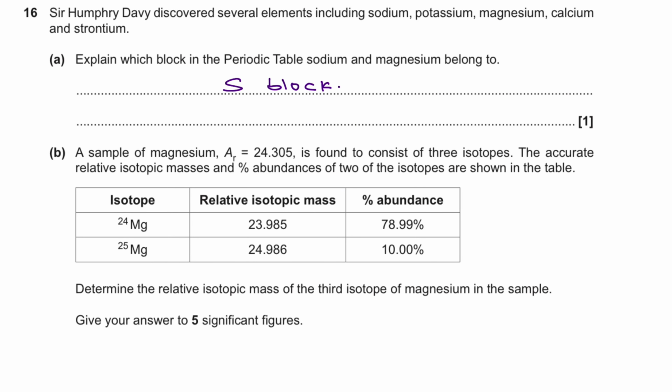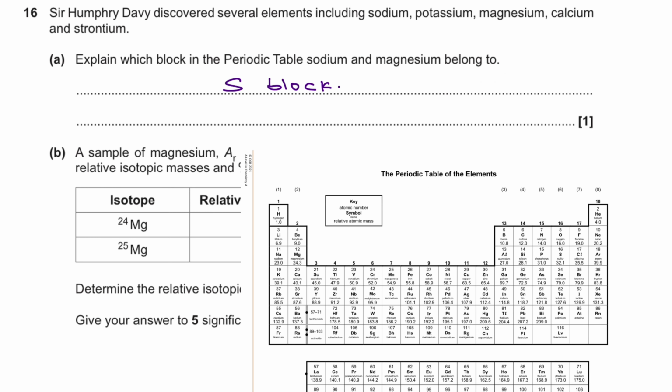Question 16. Sir Humphry Davy discovered several elements including sodium, potassium, magnesium, calcium, and strontium. Explain which block in the periodic table sodium and magnesium belong to. You can see that sodium and magnesium belong to the S block. So this is the S block.